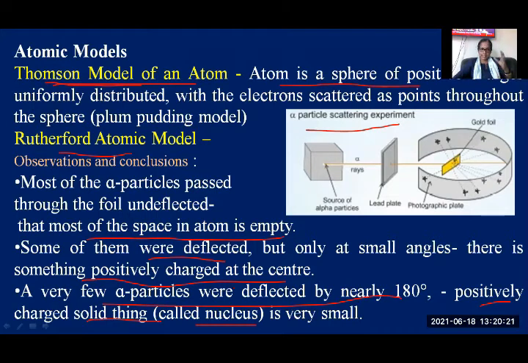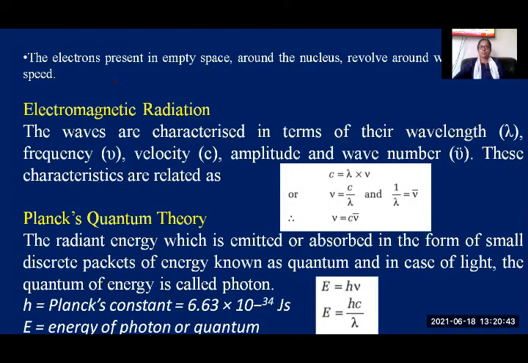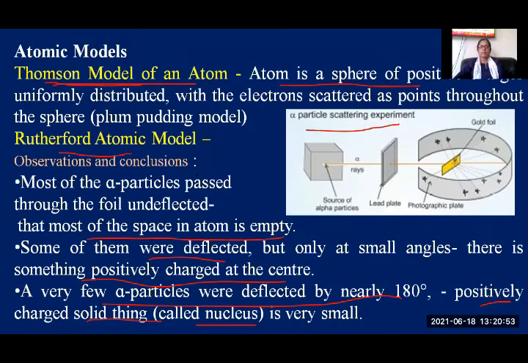Okay, so what does this experiment reveal? It reveals that in the atom the whole mass should be concentrated at the center of the atom, and it should carry the positive charge. And then electrons must be revolving around this nucleus. So electrons are present in the empty space and they revolve around with a very high speed. So these are the observations and the conclusions of Rutherford's atomic model.